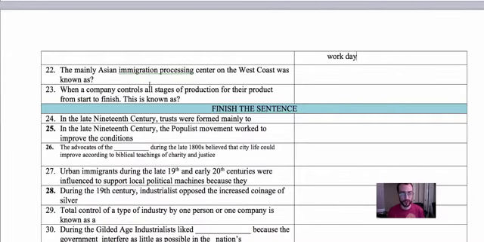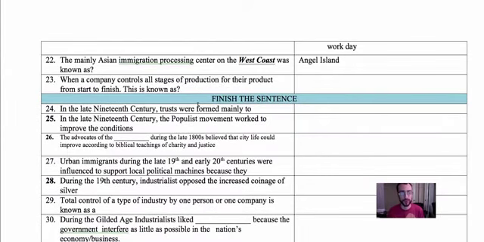22. Asian immigration, or the mainly Asian immigration processing center on the West Coast. Think West Coast. That is going to be Angel Island. It's in San Francisco.